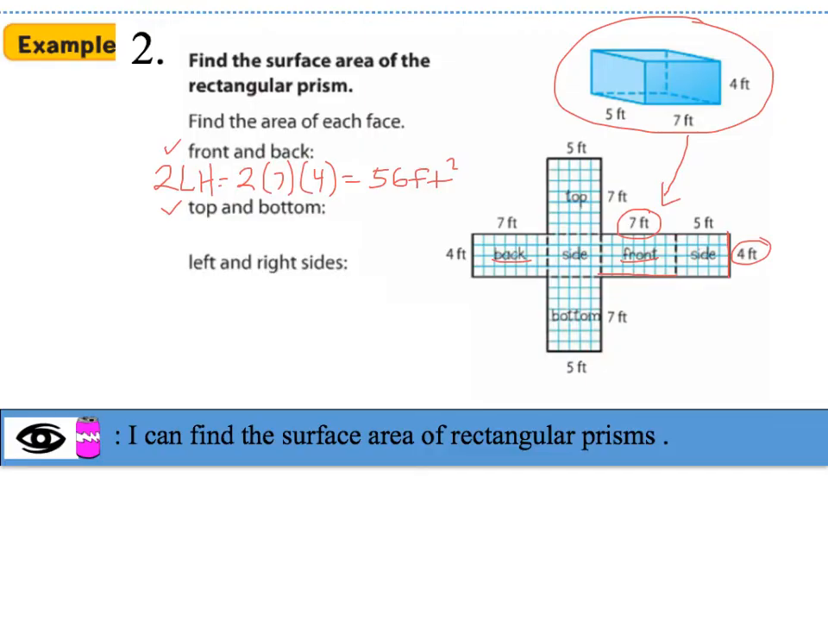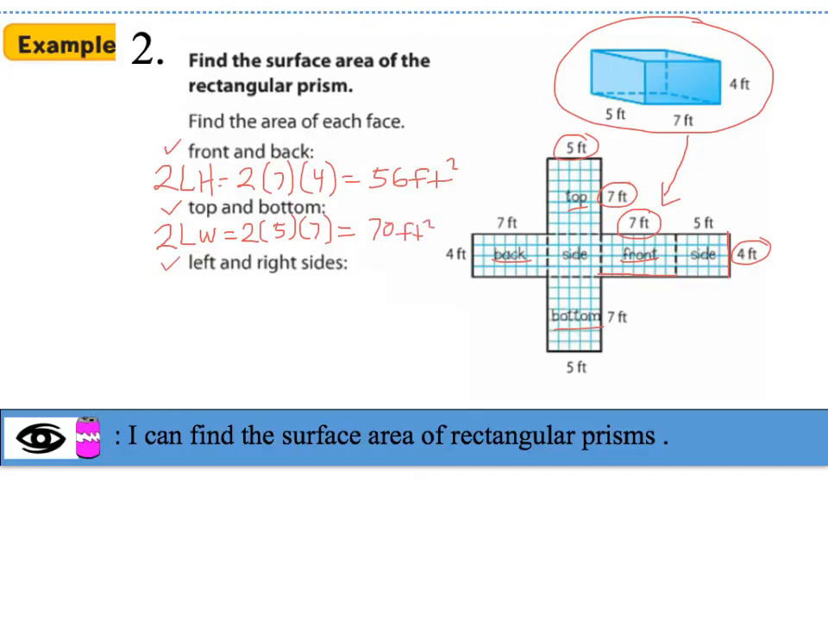Alright, let's go ahead and do the top and the bottom now. I'm going to say, here's the top, here's the bottom. I could sit there and count all the squares. I'm just going to use this formula. Since there's a top and a bottom, there's 2 of them. I'm going to multiply it by the length and the width. So I'm going to say 2 times the length would be 5, and the width would be 7. So 2 times 5 times 7 is equal to 70 feet squared.